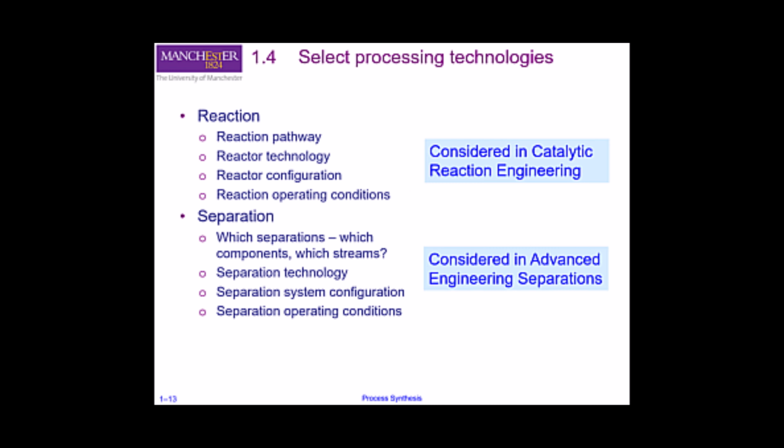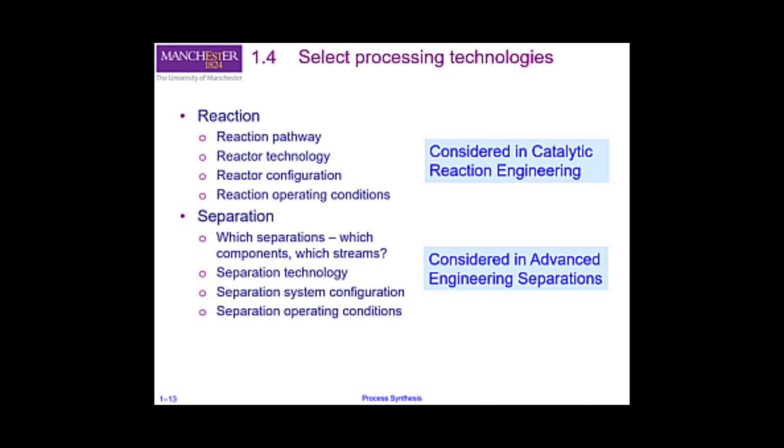So in section 1.4, I discuss here the technology selection as part of process synthesis. This slide highlights the key issues related with reaction technology selection and separation technology selection. And you will be learning, or you might have already learned, most of the background material in other course units, especially, for example, considering catalytic reaction engineering and multi-component engineering separations.